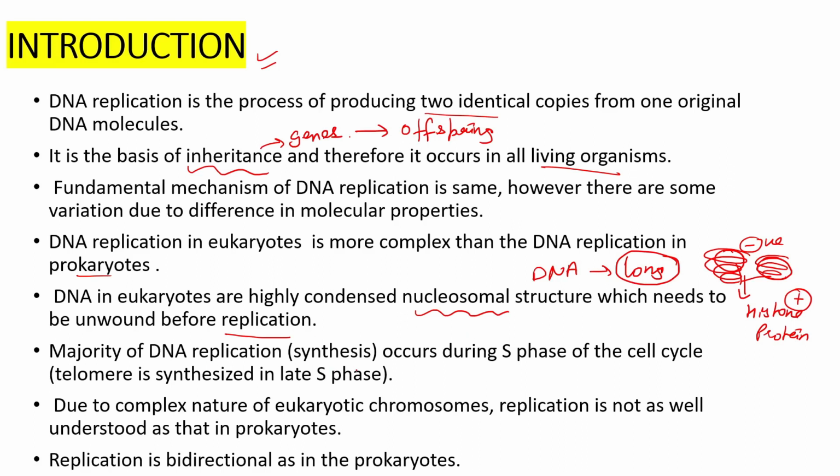The majority of DNA synthesis occurs during the S phase of the cell cycle, as I have already discussed. Telomere is synthesized in late S phase. Due to the complex nature of eukaryotic chromosomes, replication is not as well understood as that in prokaryotes. Because of the complicated nature of eukaryotic chromosomes, eukaryotic replication is not yet understood so clearly, whereas we have been understanding prokaryotic replication.